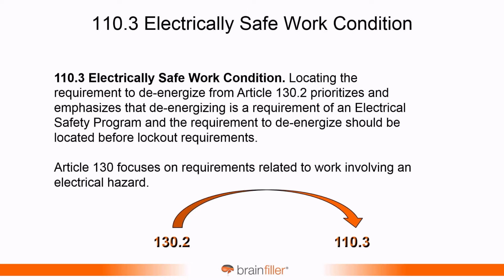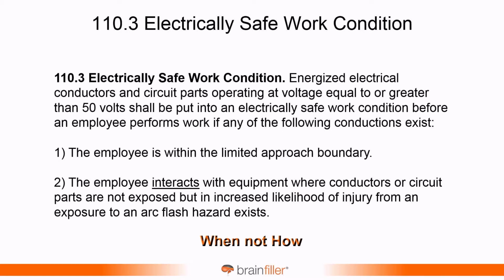110.3, the electrically safe work conditions. Some of this information was relocated to 110. And it's not the procedure for establishing the electrically safe work condition, but it's information about the electrically safe work condition when it's required. And it's required if an employee is going to be working within the limited approach boundary and there are exposed parts, and if the employee interacts with the equipment where conductors or circuit parts are not exposed, but there's an increased likelihood of injury from an exposure to an arc flash hazard.